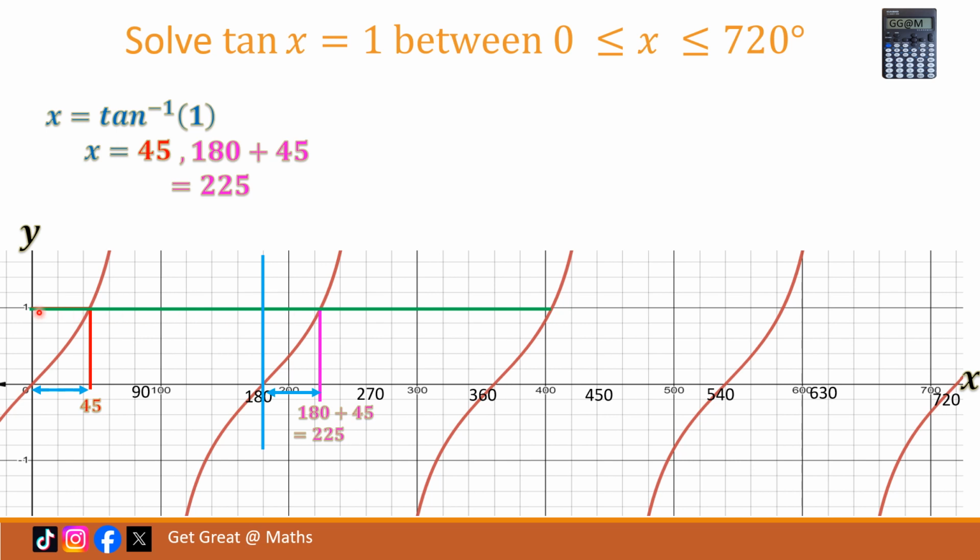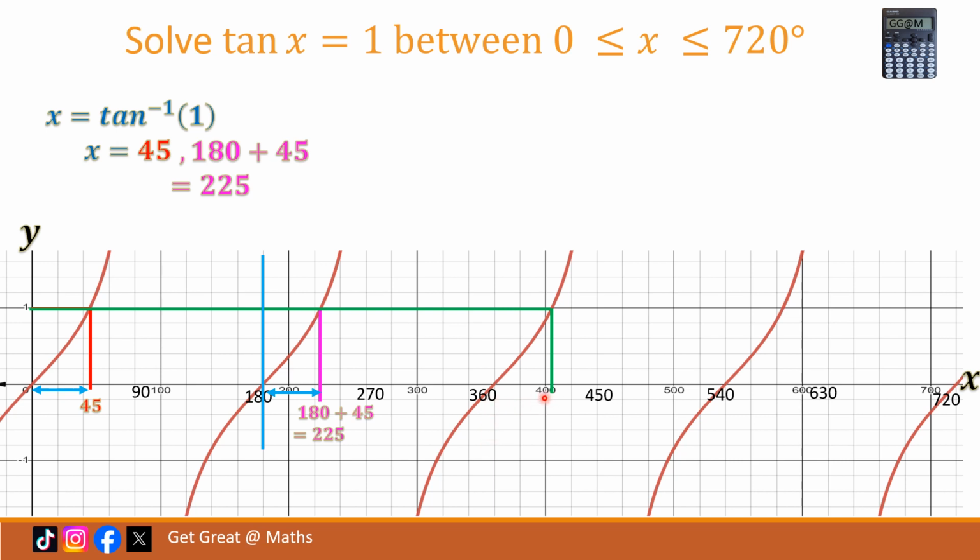The third angle comes from extending the line further. Get to this point here where it crosses the curve and draw a line down. This will give me my third angle. Now you can see here the curve is very symmetrical. Okay, you could draw a line again at 360.